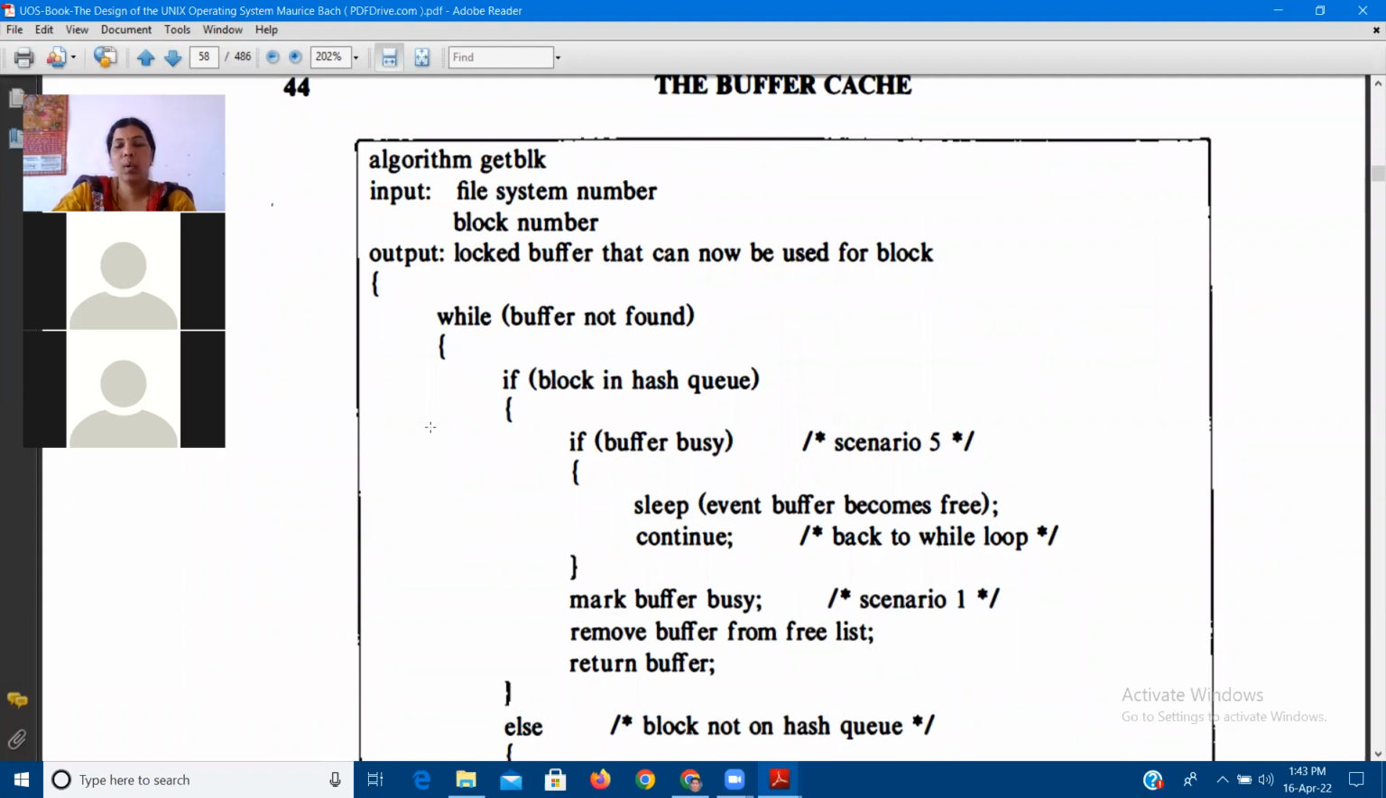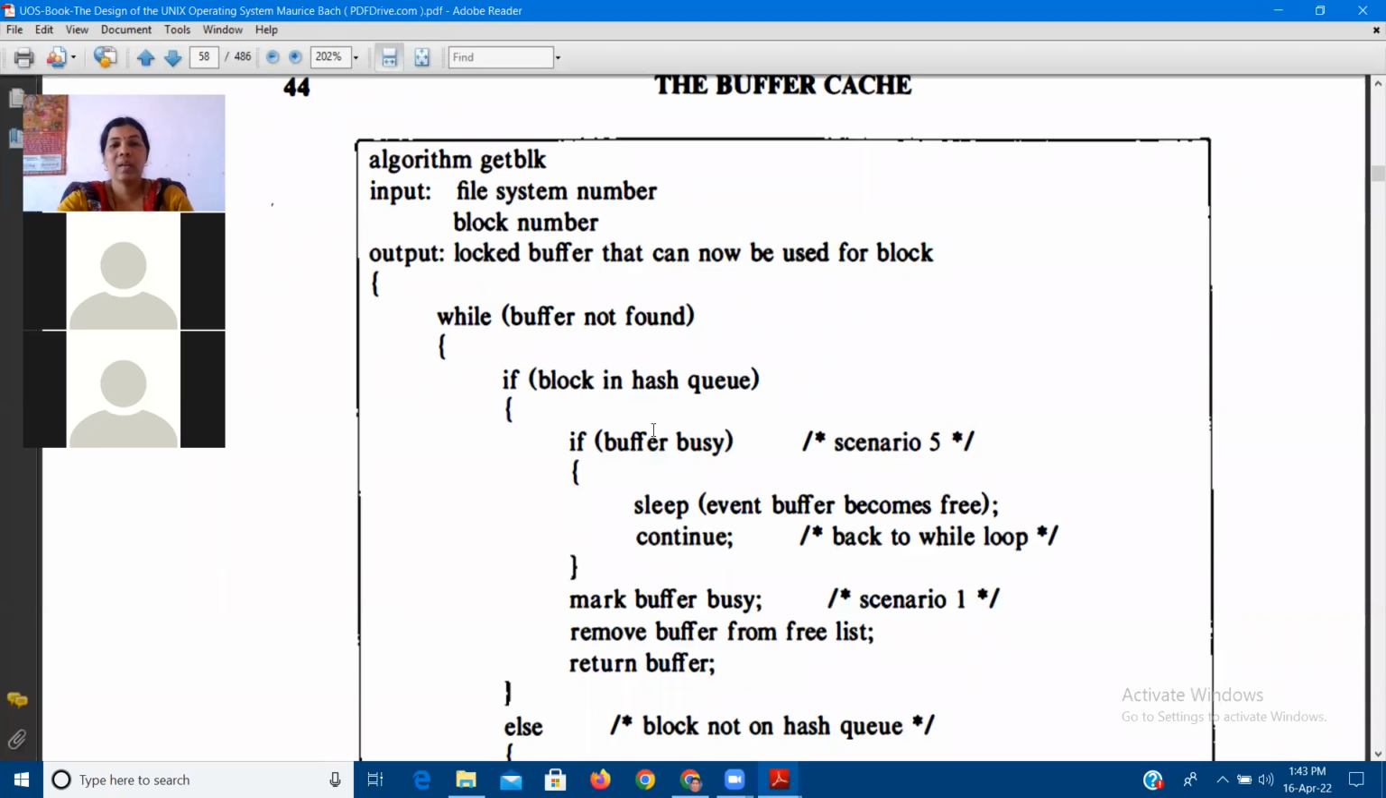So next, the actual body of the algorithm. While buffer not found, until the buffer is found in the buffer cache, the kernel keeps searching for the buffer. So where does it search for the buffer first? Mostly it searches inside the hash queue first. So that's why the next statement is if block in hash queue. It checks whether it is on the hash queue. So again belonging to this if loop, two scenarios are there. In which two scenarios is the block seen on the hash queue?